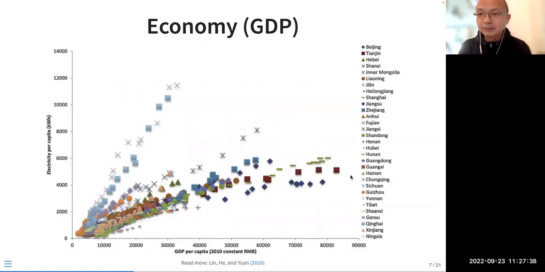Economy, affluence in the IPAT function. This is an example which comes from a paper that I worked on with my collaborators at Lawrence Berkeley National Laboratory. We studied the relationship between electricity consumption per capita and GDP per capita, as you can see here. And different provinces have very different economic structures. Therefore, their electricity consumption per capita and GDP per capita follow very different patterns.